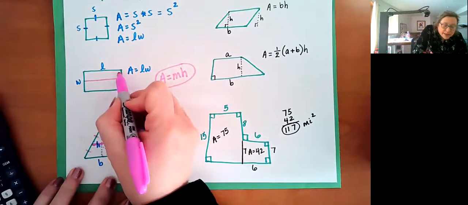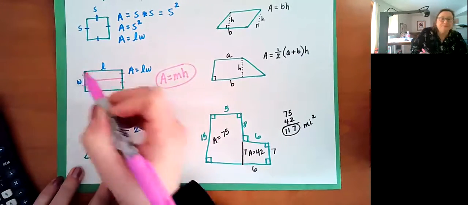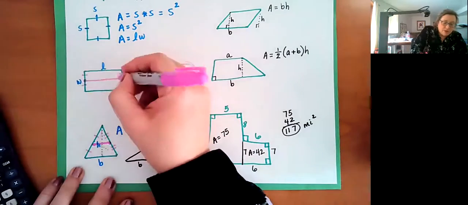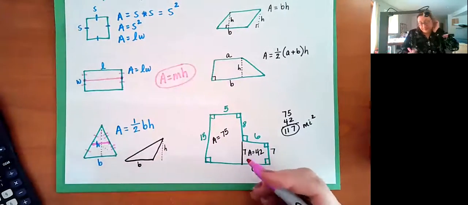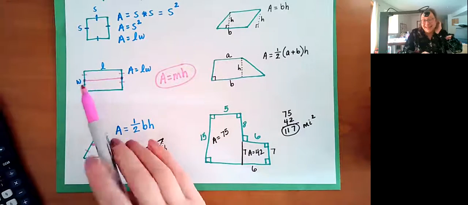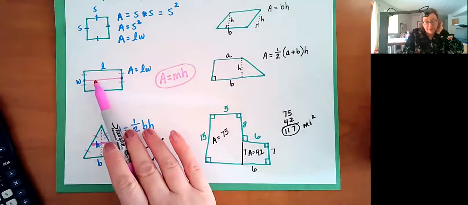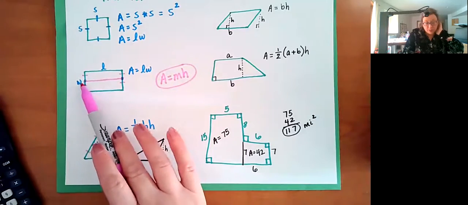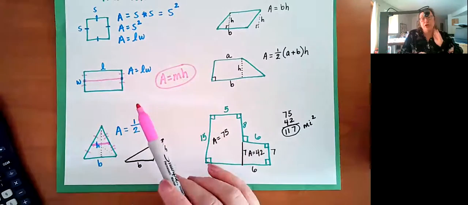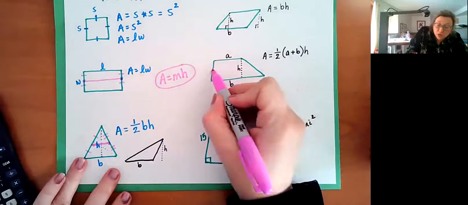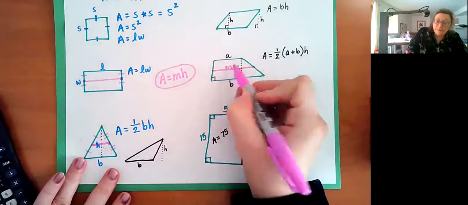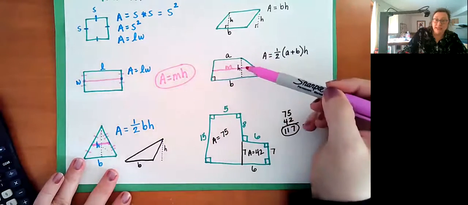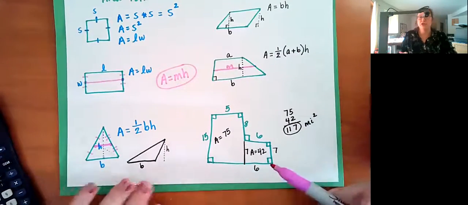If we had a mid segment, I'm sorry, I'm saying that wrong. If we had a mid segment, we could take our mid segment times our height, which is our width in here, and we would get the correct area. We could also do this with a trapezoid. If we took our mid segment times our height, we would get the correct area.